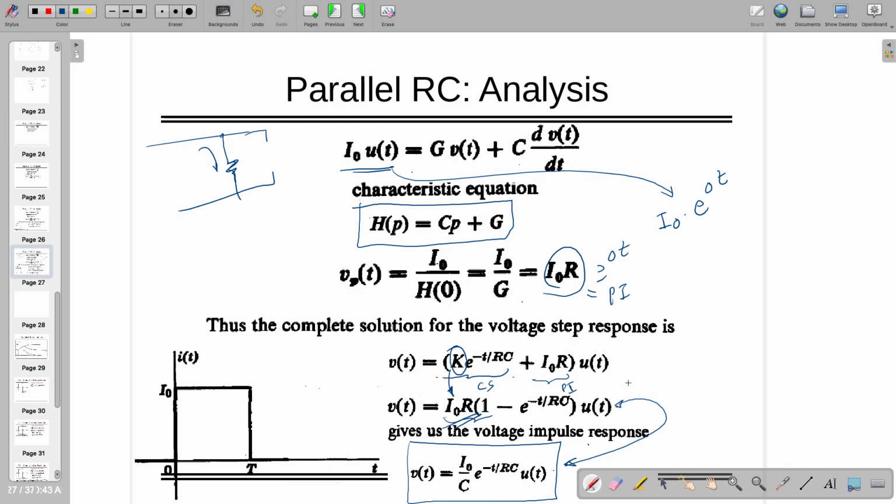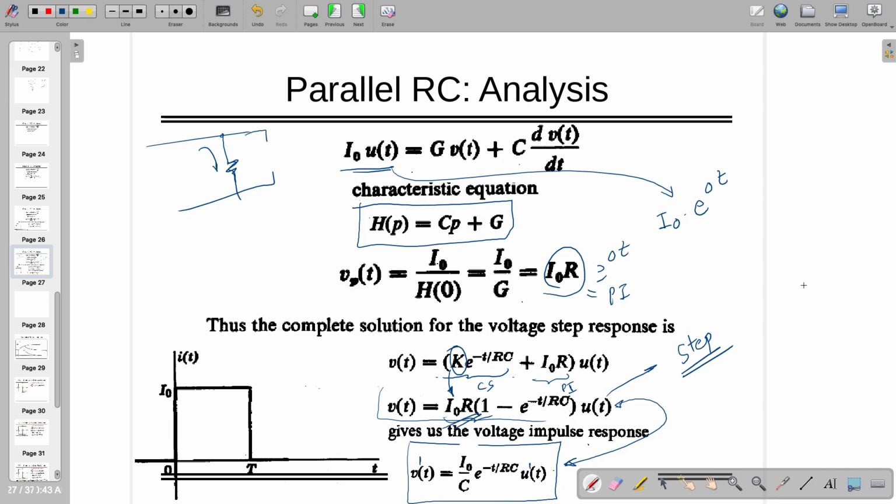But here, whatever we have found out, this is the step response. I need to find the impulse response. So how to find the impulse? Taking the derivative of this equation. By the way, don't look at Franklin Covey's notation. They are wrong notations actually. I should say it has to be v prime of t.